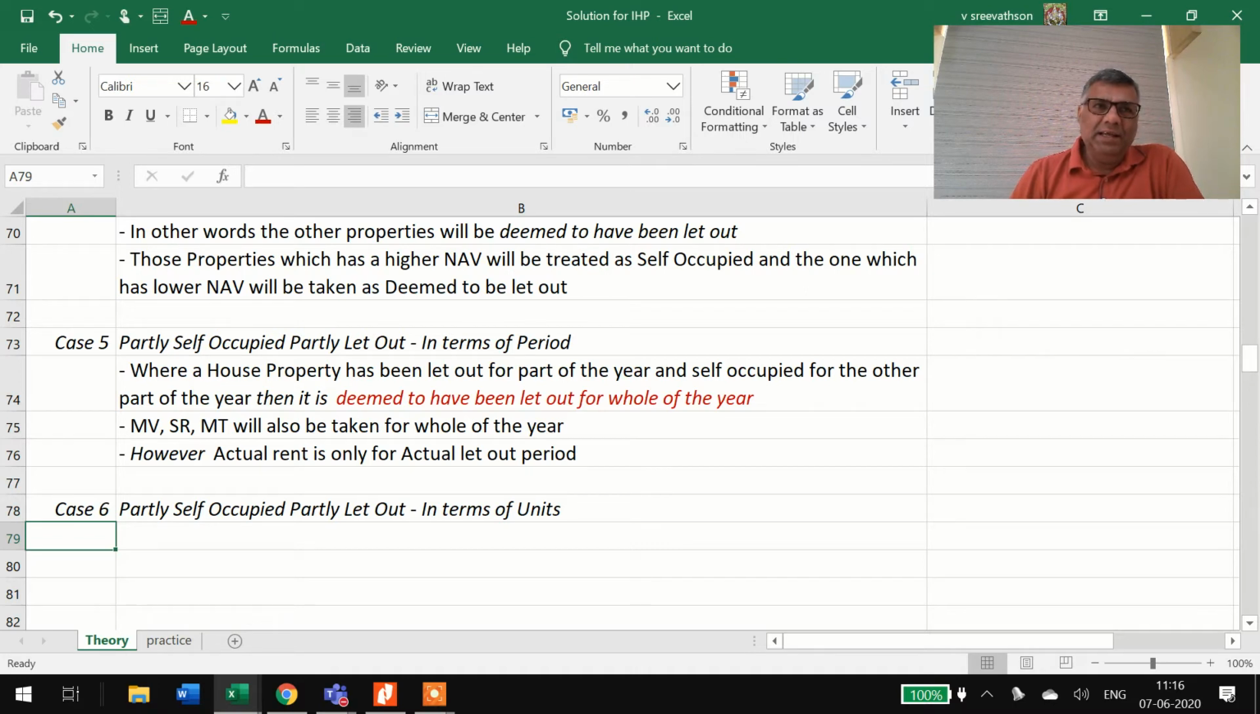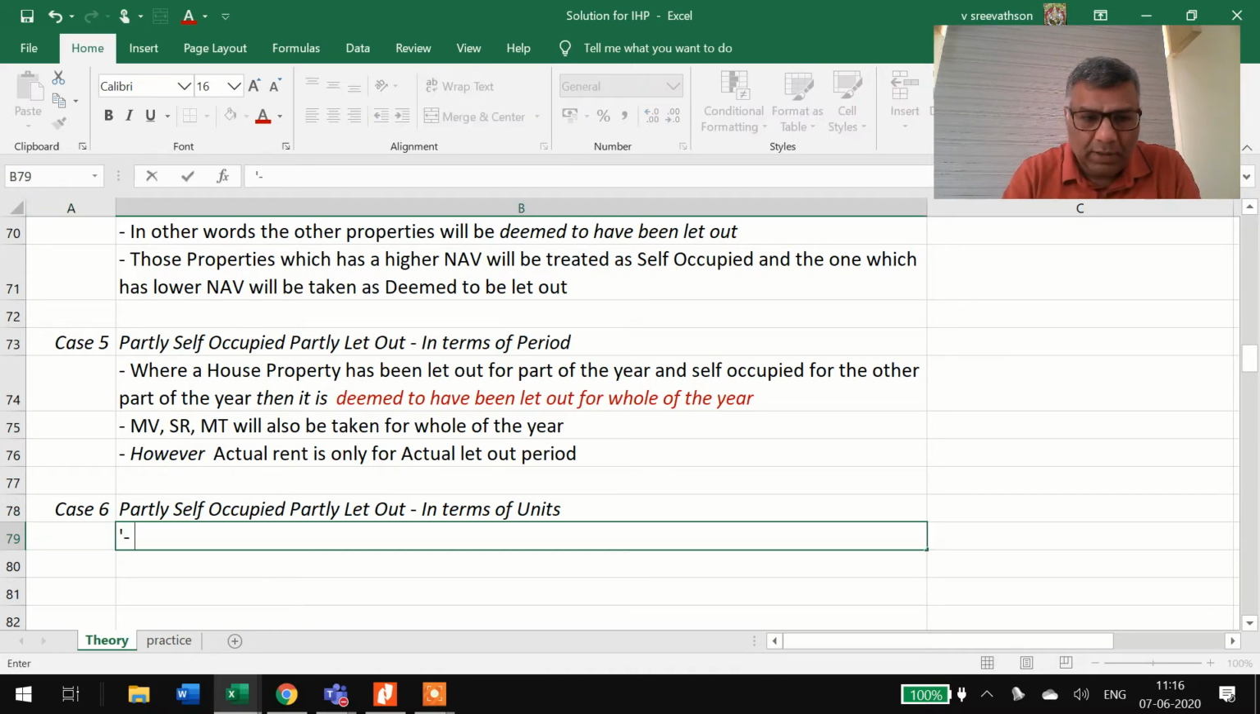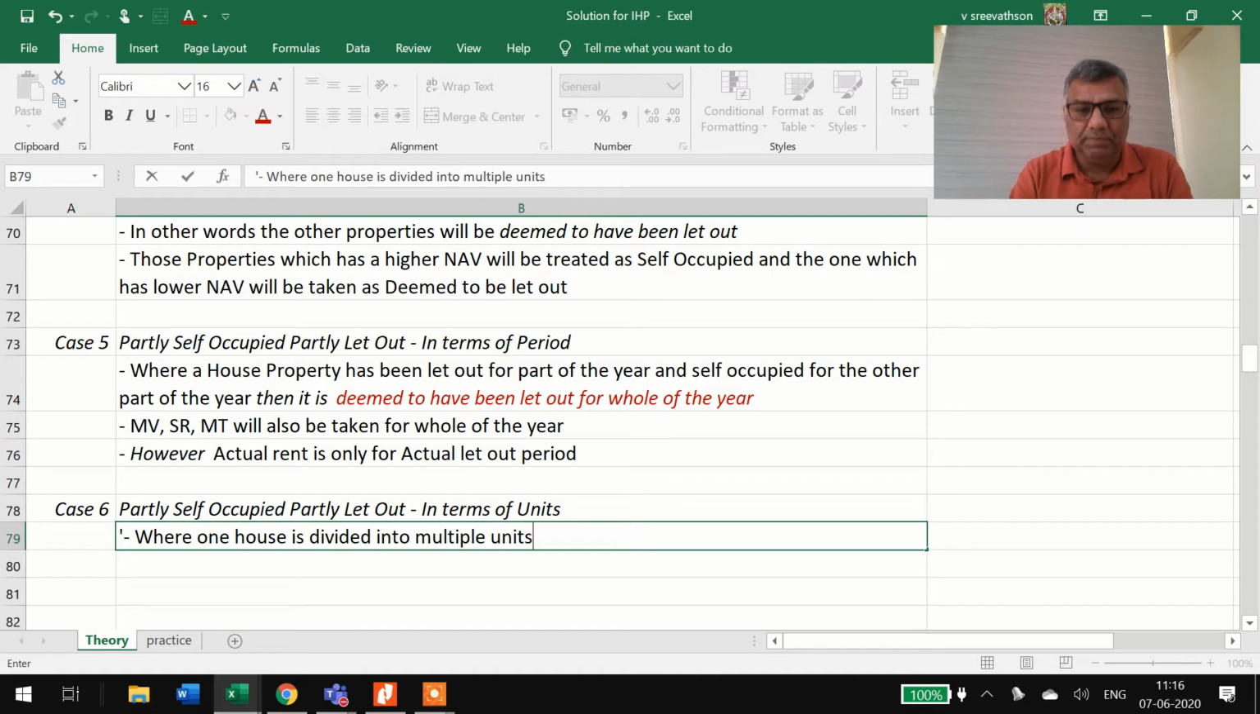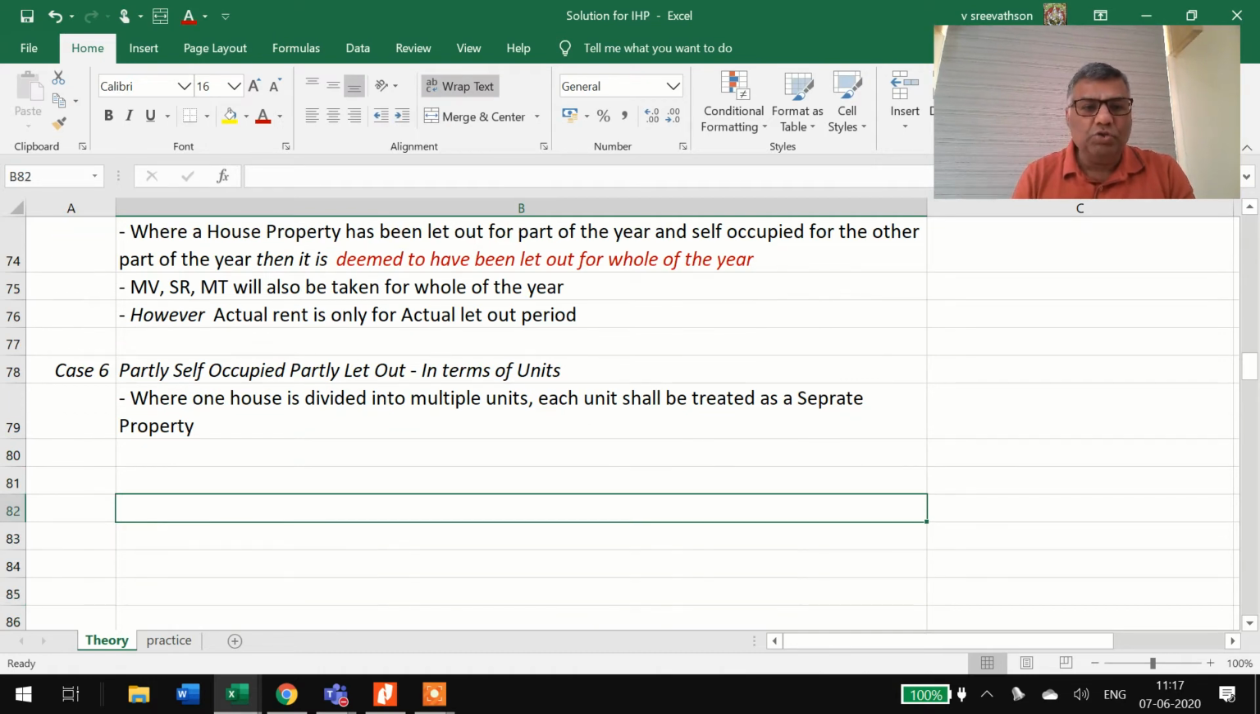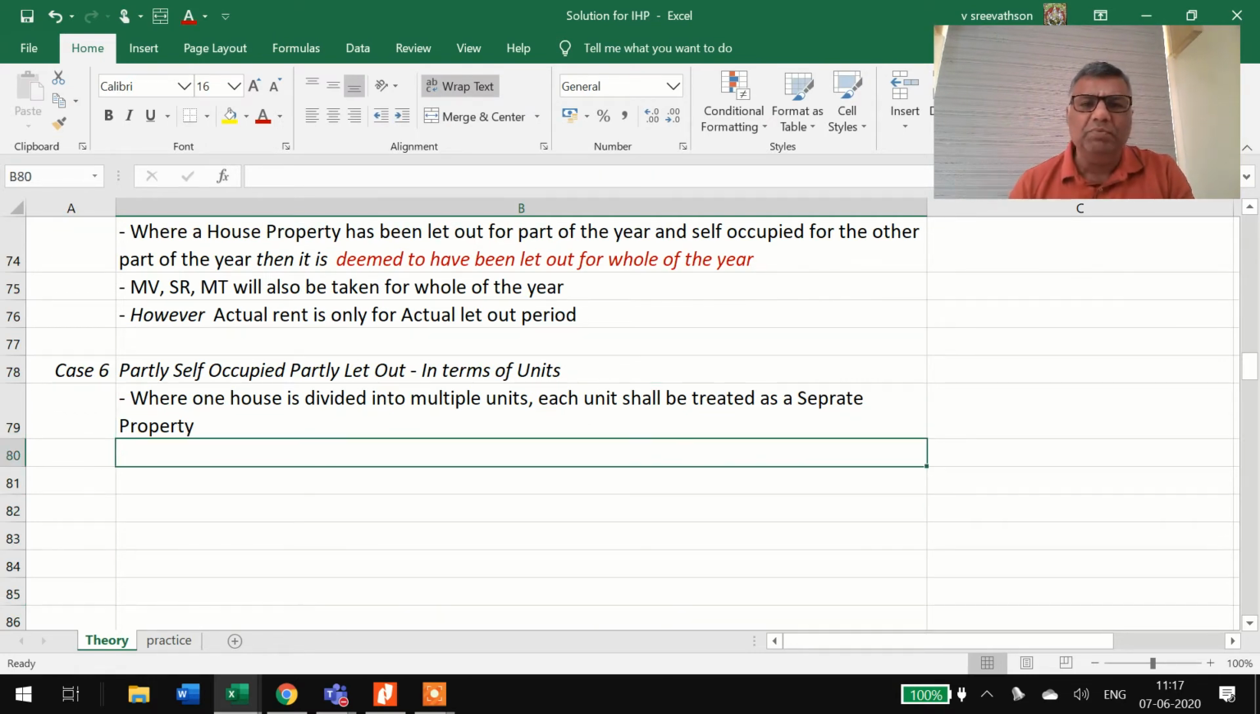So friends, where one house is divided into multiple units, ground floor, first floor, second floor, ground floor part A, part B, first floor part A, as many units as you want, each unit shall be treated as a separate property.